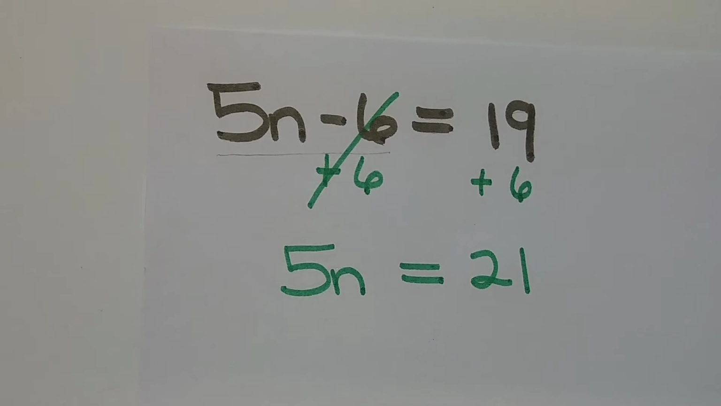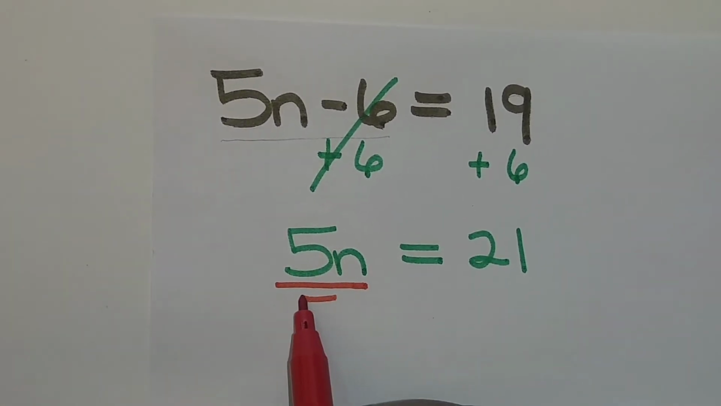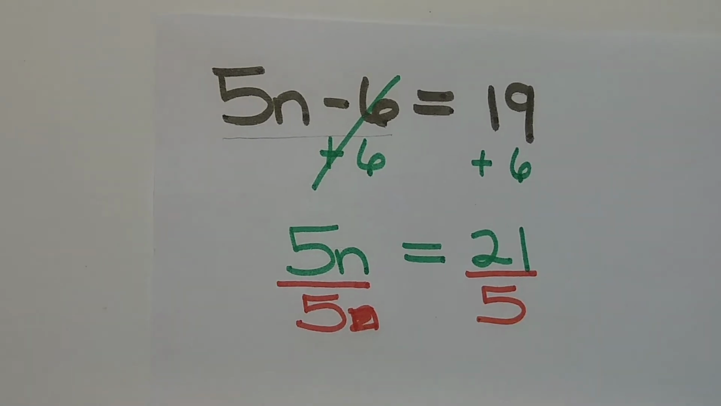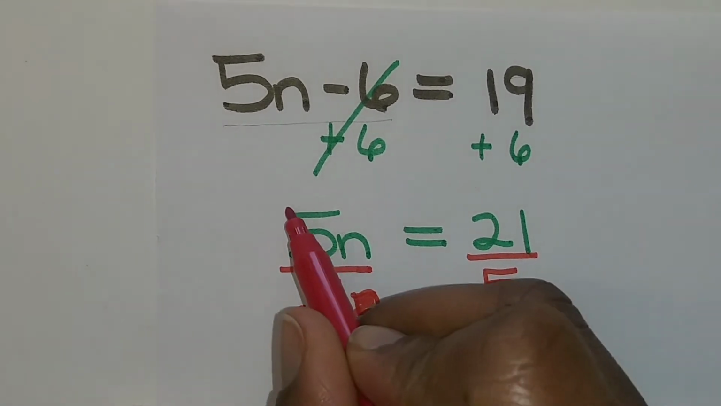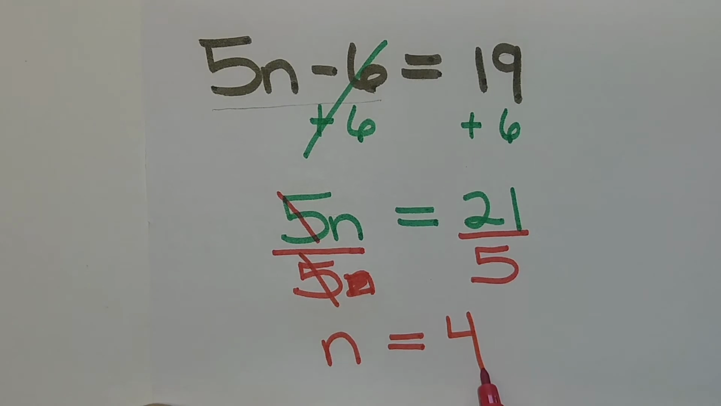Now, I still need to get rid of the 5, and I use the inverse operation. The inverse of multiplication is going to be division, and I'm going to use the fraction bar to denote division. So I'm going to divide the left side by 5, and I'm going to divide the right side by 5. So 5 divided by 5 is 1. On the left, I'm left with my variable n. It's the same as 21 divided by 5, which is 4 and 1/5. I can get 4 groups of 5 and 1/5.